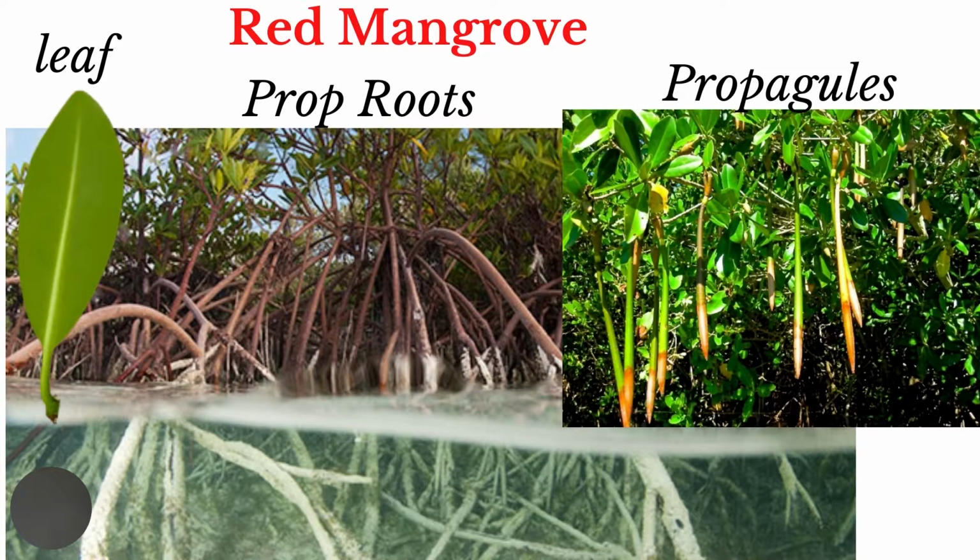Now, red mangroves have shiny and pointy leaves, which are green on both sides. They also have cigar-shaped propagules that help them to reproduce.